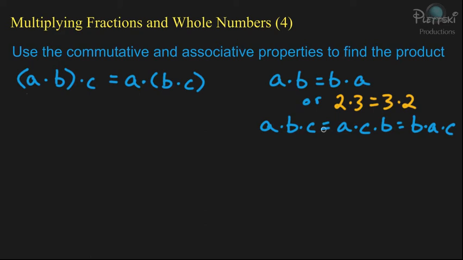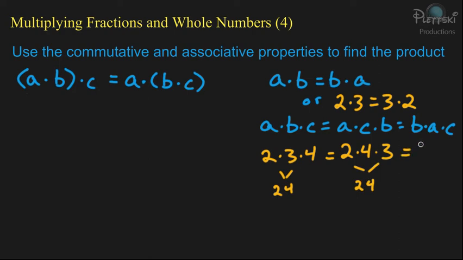And that can also work if you have more than two numbers. Let's say you have 2 times 3 times 4. Well, 2 times 3 is 6, and then 6 times 4 is 24. So it's 24. That's going to be the same thing as 2 times 4 times 3. So 2 times 4 is 8, and 8 times 3 is 24. And that's also the same thing as 3 times 2 times 4. So 3 times 2 is 6, and 6 times 4 is 24.